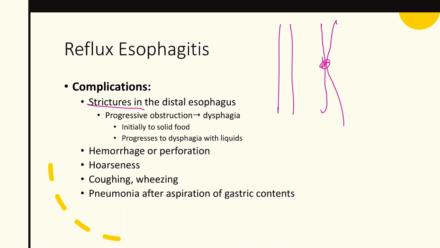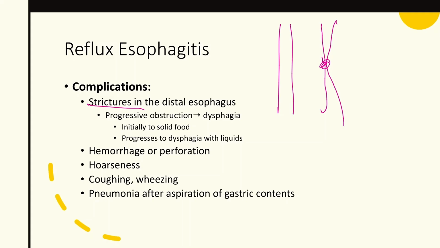Initially, they can't get the solid food down, but liquid can still get past it, or something thicker, like a milkshake, can get past it. But as the stricture gets more and more tight, they start losing even pudding or applesauce, which will get stuck, and then eventually the liquid will get stuck, like water. These patients are at risk for hemorrhage or perforation because we have an ulceration of the tissue now. That area gets thinner and weaker, and it can perforate.